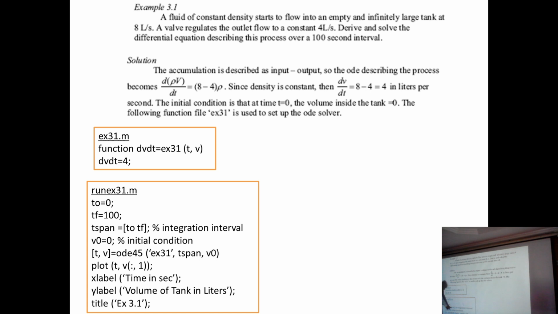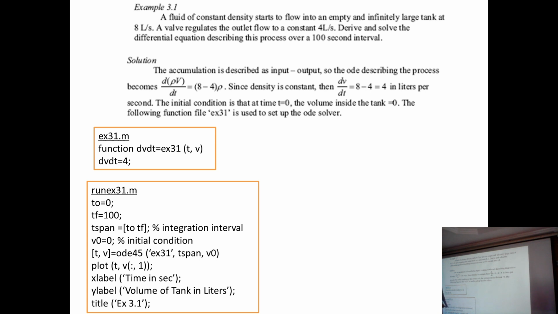And then the initial condition. For all ODEs, you need to give some initial condition. Before starting integration, I have to give some guess value for what you are solving. So initially I gave the guess value V0 as 0. If I don't know, I will give 0. So if I run it, this differential equation is solved.